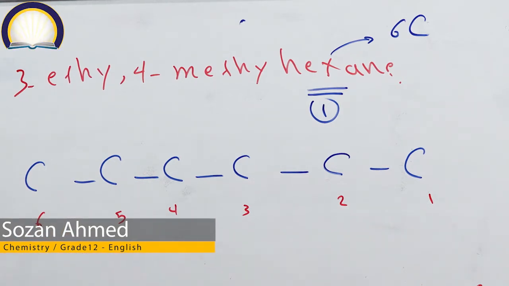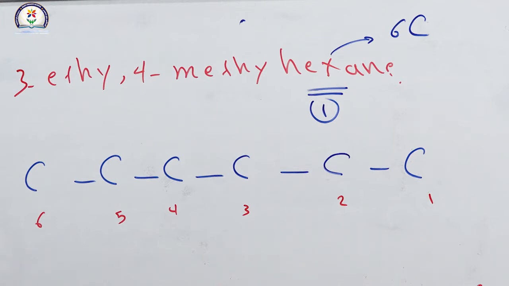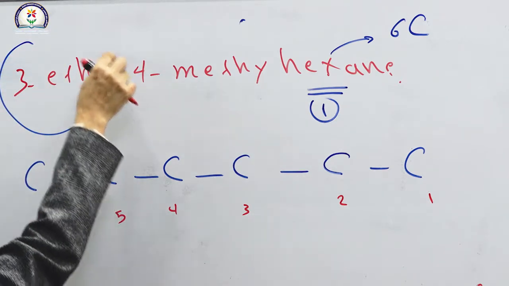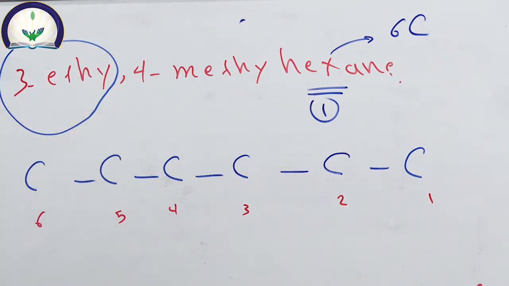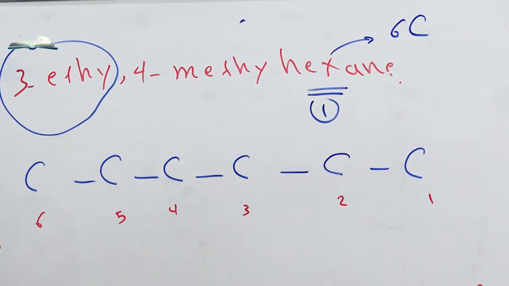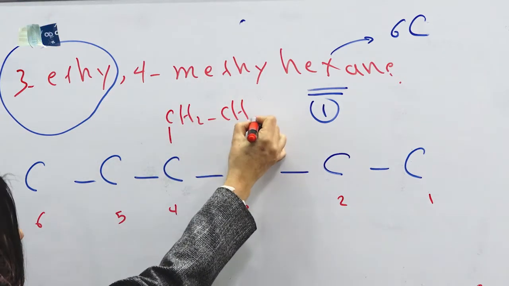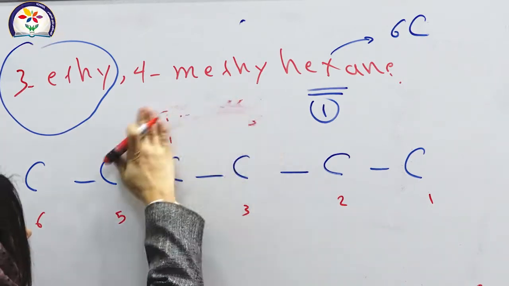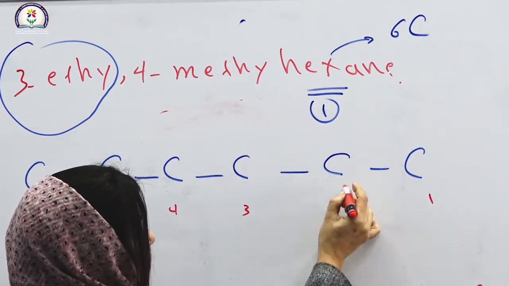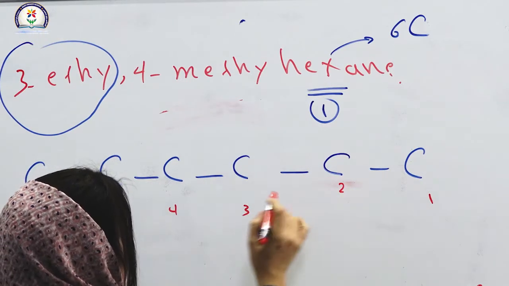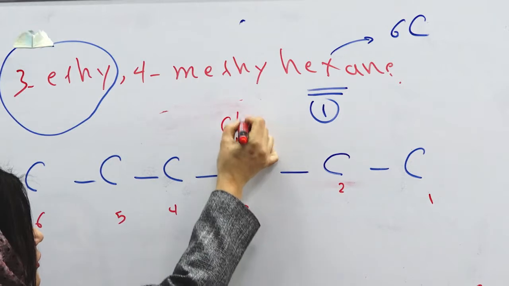We are going to locate the places of branches. What we have here? At 3, we have ethyl. Right here, ethyl, CH2, CH3. At 3, what we have? Ethyl.